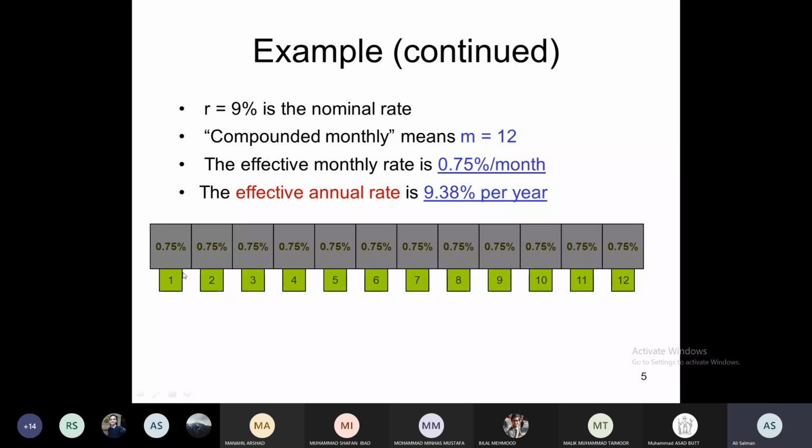Now you can see that here, the interest in each period is 0.75%. Why then is the overall effect more? We saw in the last example that in each period, the principal amount on which the interest rate is applied is being increased. That's why at the end of the year the interest which is actually applied is 9.38%. That is the effective annual interest rate.